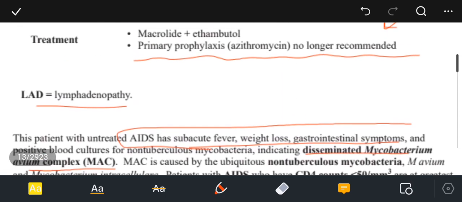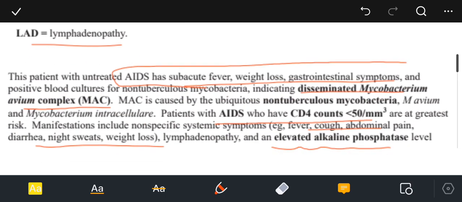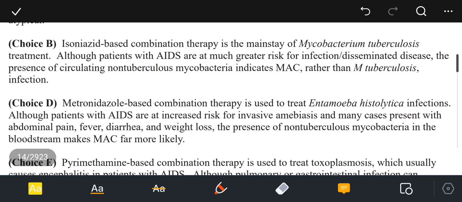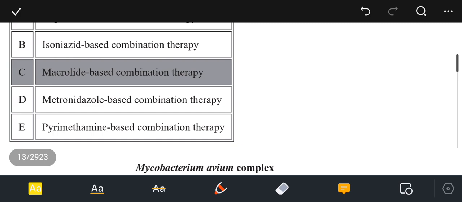The choice B, that was isoniazid combination therapy. This was not the option of choice because the isoniazid-based combination therapy is the mainstay of Mycobacterium tuberculosis treatment. Although patients with AIDS are at much greater risk for infection and disseminated disease, the presence of circulating non-tuberculous mycobacteria indicates MAC rather than Mycobacterium tuberculosis.